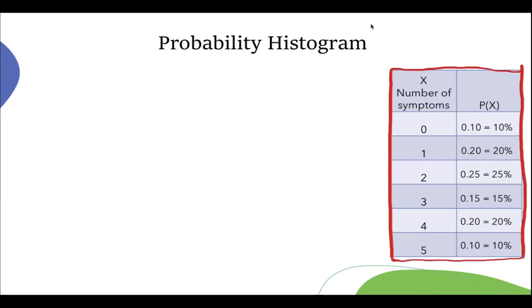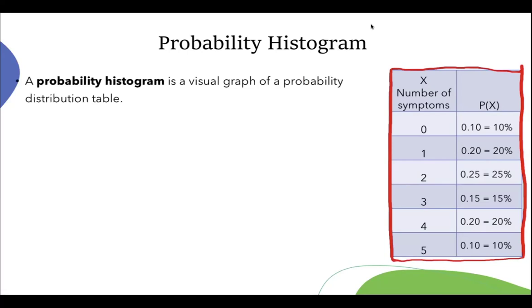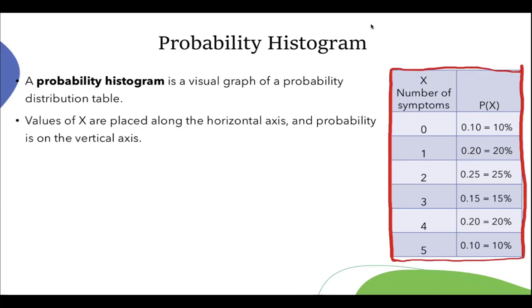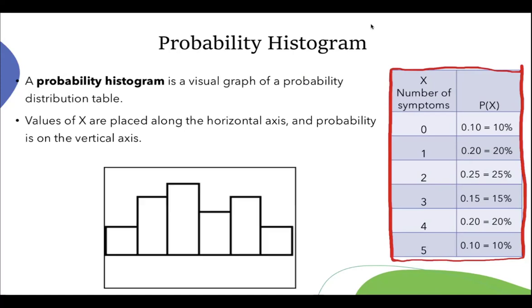Remember that histograms are that visual graph where the bars have heights that represent frequencies. Well, in a probability histogram, we do have bars, but the heights of the bars represent probability. So it's a visual graph of a distribution table. The values of x are placed along the horizontal axis. Probability is the vertical axis. So the height of each bar is a representation of its probability.